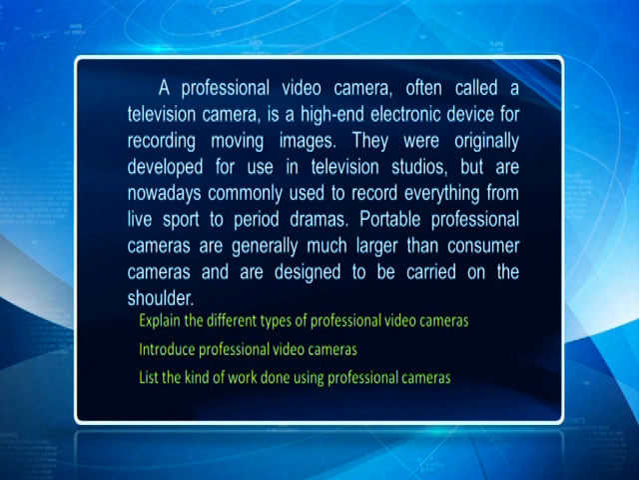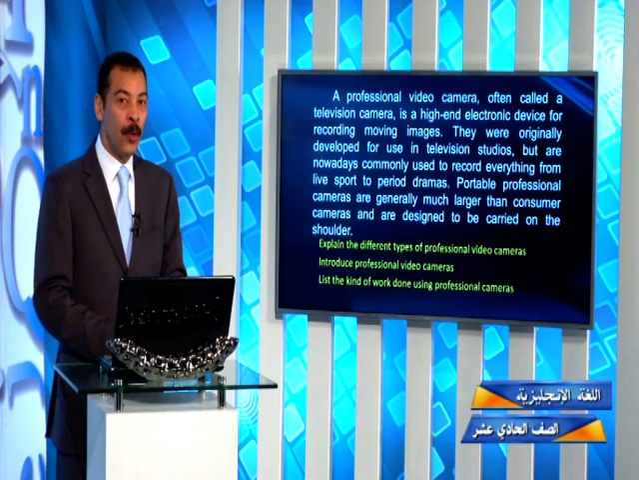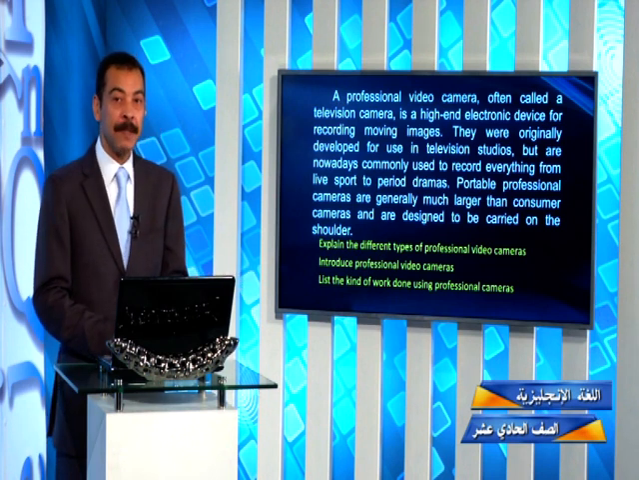A professional video camera, often called a television camera, is a high-end electronic device for recording moving images. They were originally developed for use in television studios, but are nowadays commonly used to record everything from live sport to period dramas. Portable professional cameras are generally much larger than consumer cameras and are designed to be carried on the shoulder. Fine. Now, what do you think the purpose of this paragraph is?